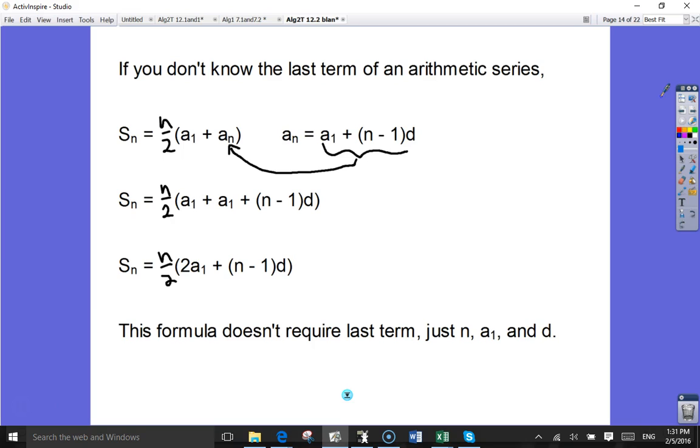And I can tell that just by looking at the series, right? If I know the last term, then I use the first SN formula, right? So that's the one for if you know the last term. The last one is when you don't know the last term. It kind of just incorporates the finding of that term into the formula.